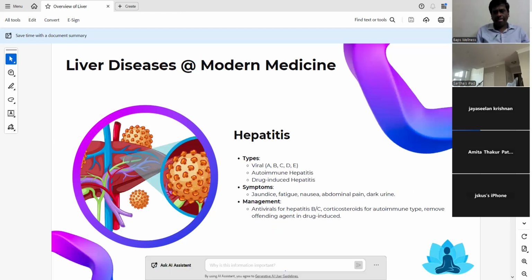Hepatitis is caused by viruses A, B, C, D; these are all the categories of hepatitis. Autoimmune hepatitis is also there, and drug-induced hepatitis is also there. So it is because of infection, or it is autoimmune, or it is drug induced. And the symptoms are like jaundice. In severe cases, it's a deadly one, so it should not be taken so lightly.